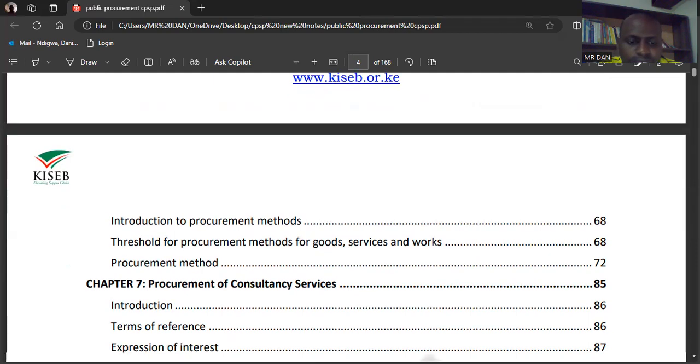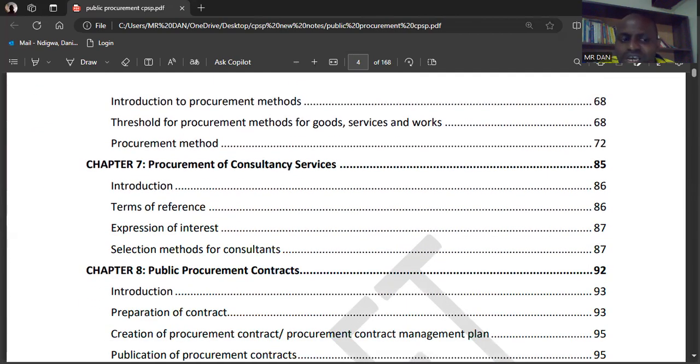Chapter 7 is about procurement of consultancy services. And here we are looking at services that require a lot of intellectual capacity, or services that require experts who have been in that area for a very long time. And one of the critical areas that we need to look at is when an organization is not doing well, or maybe does not have internal capacity. If that is the case, then it requires the services of a consultant who will come and give expert advice on the same. So we shall look at the terms of reference. We shall also look at the expression of interest and selection method for consultants.